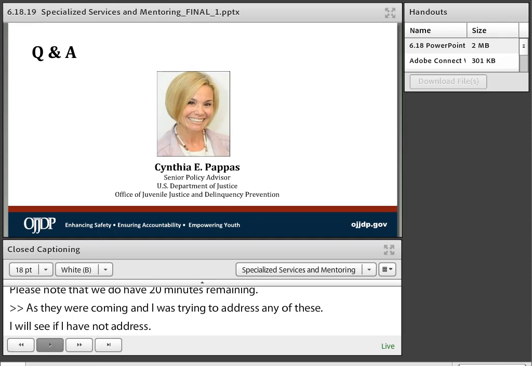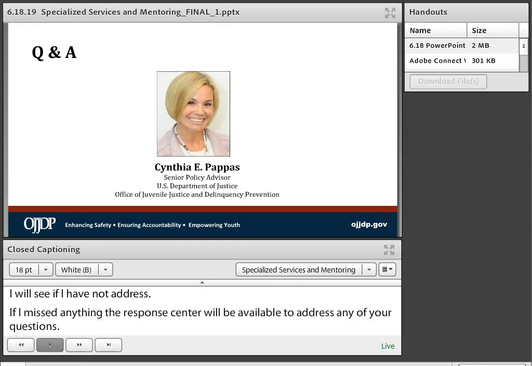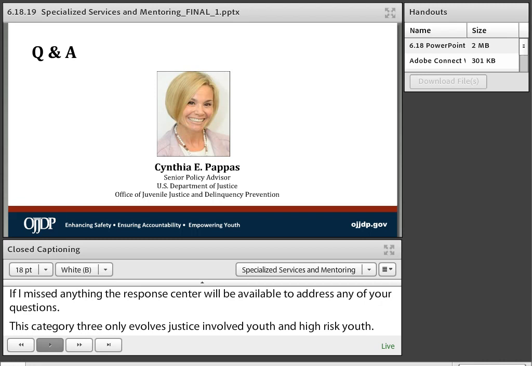Does Category 3 require only justice-involved youth and or youth at high risk? It does not have to be justice-involved girls. It can be youth at risk, girls at risk of being involved in the juvenile justice system.